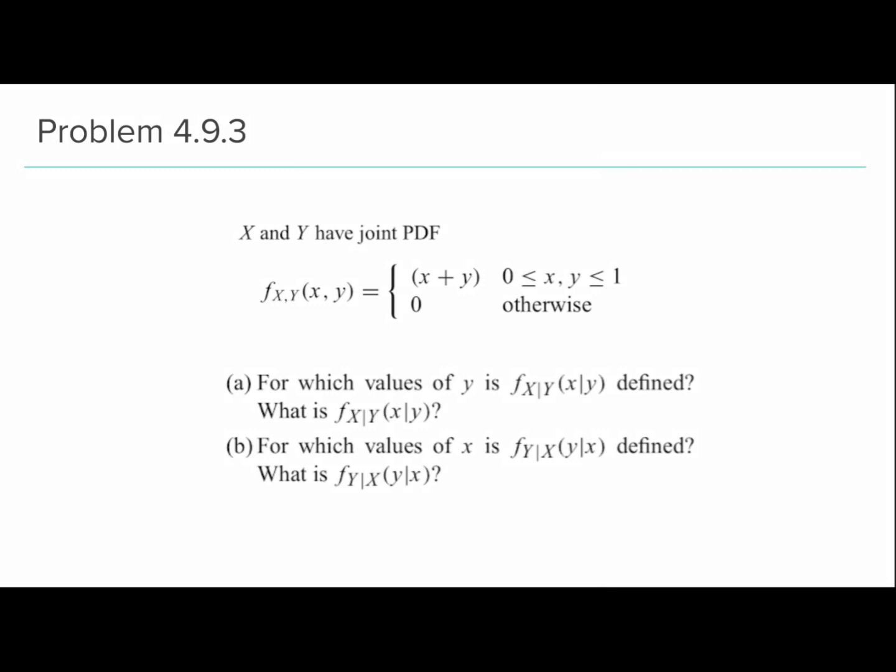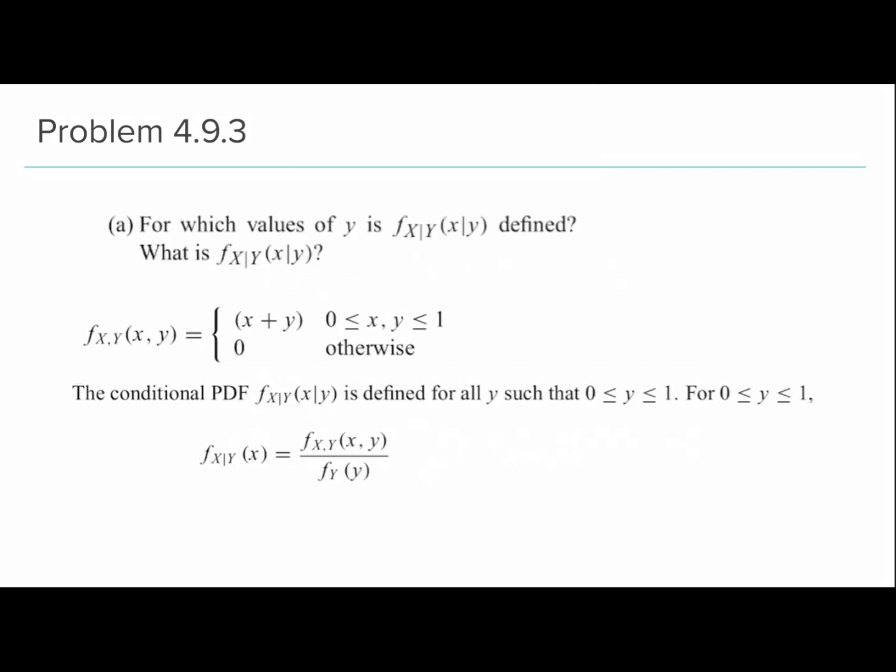And we know that the joint PDF is only defined for values of x and y belonging to the interval 0 to 1. So I hope that is immediately clear to everybody, right? So, for the first part, we have to find for which values of y is f of x given y defined, and what is f of x given y, given that the joint PDF is x plus y for x and y belonging to the interval 0 to 1.